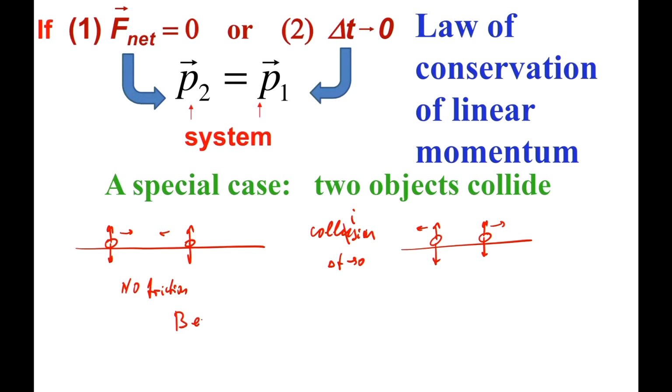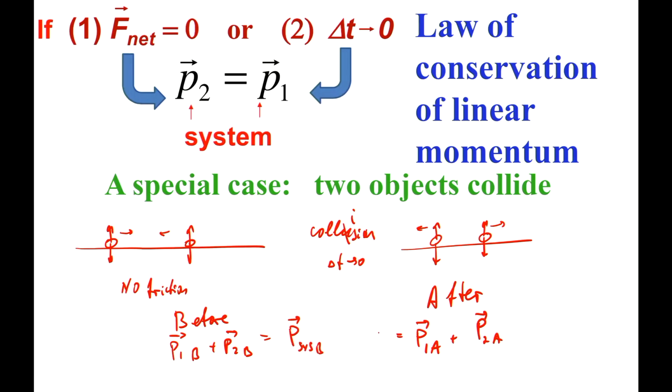This situation happens before the collision. This is after. But if we calculate the linear momentum before, P1 before plus P2 before, and calculate or measure the linear momentum after, P1 after and P2 after. This is a linear momentum of a system before. This is the linear momentum of a system after. And the law says they have to be equal to each other.